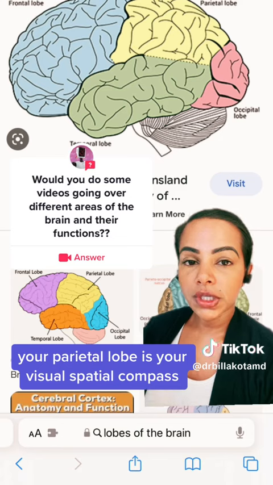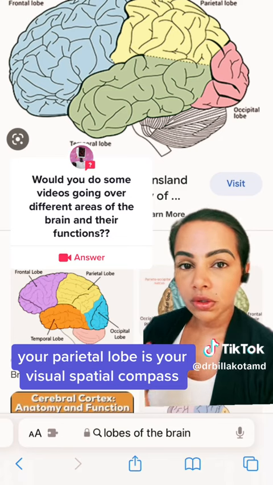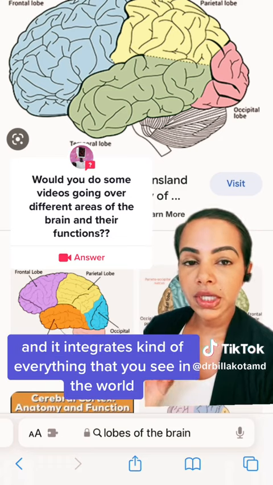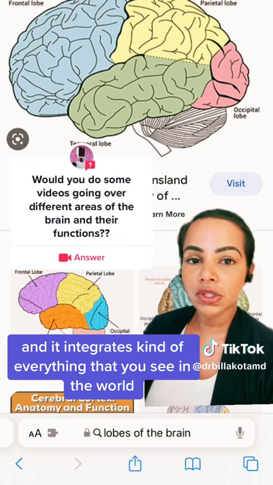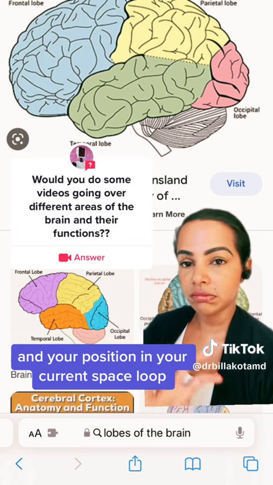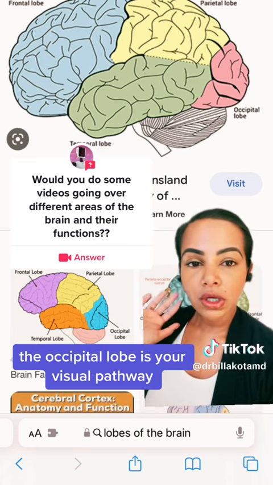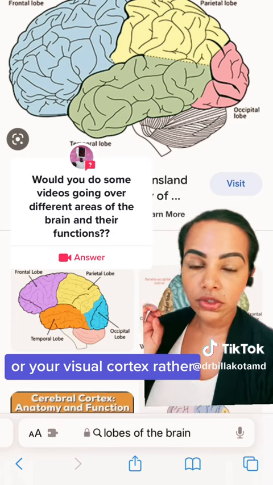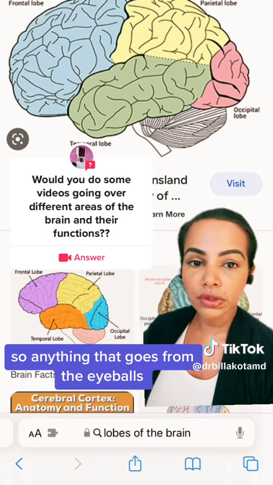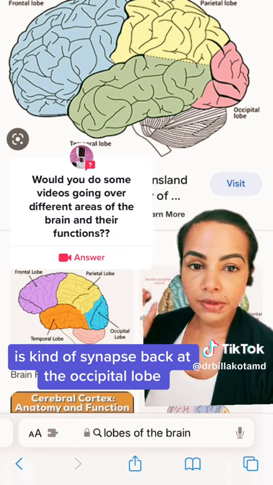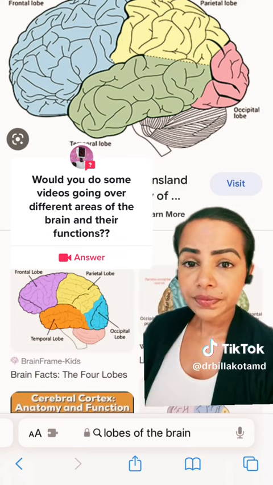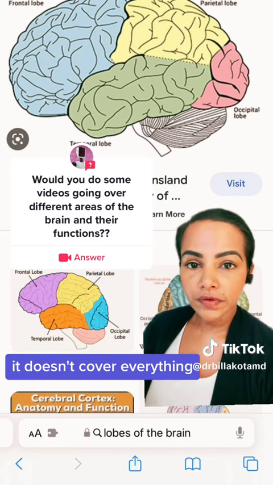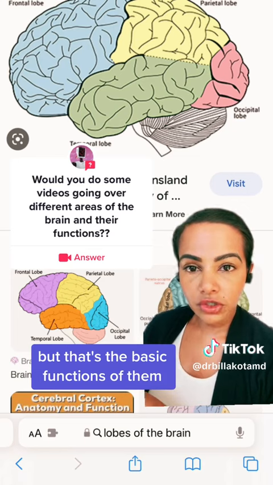Your parietal lobe is your visuospatial compass. Basically, it helps your sensory system and it integrates kind of everything that you see in the world and your position in your current space. The occipital lobe is your visual pathway, or your visual cortex rather, so anything that goes from the eyeballs is kind of synapsed back at the occipital lobe. And that's basically all your lobes in a nutshell. It doesn't cover everything, but that's the basic functions of them.